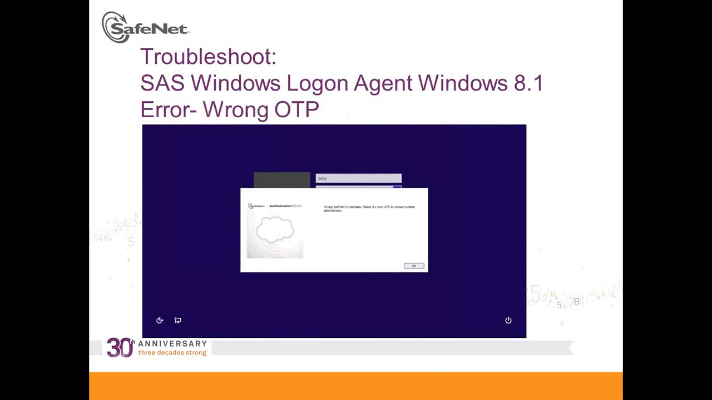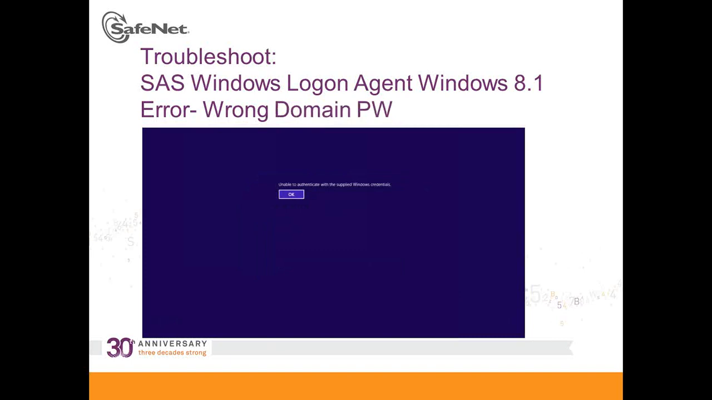If I provide the logon agent with the wrong one-time password, I will receive an error message: Wrong SafeNet credentials. Please try the next OTP or contact your administrator. If I provide the wrong domain password, it will tell me that I am unable to authenticate with the supplied Windows credentials.